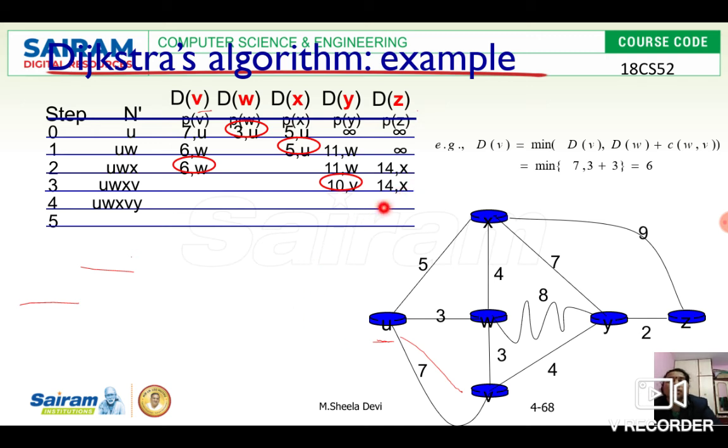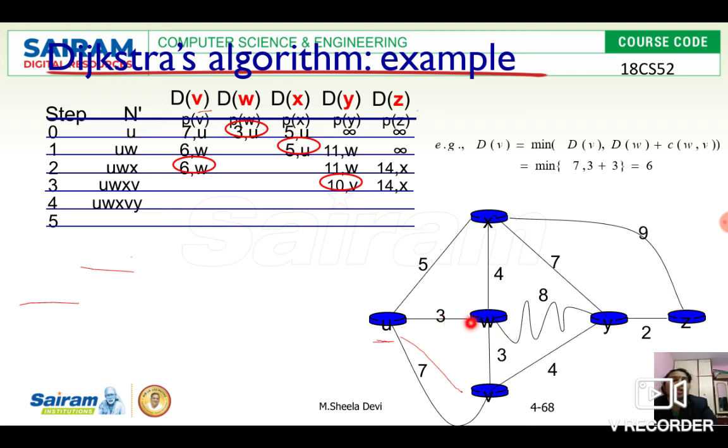Only Z is remaining. So from U through Y to Z, does any path exist? Which is the best path to reach Y, first we have to check. To reach Y, the best path we said is through V. To reach V, what is the best path we said? Through W. So U to W, W to V, V to Y and Y to Z. We have to calculate the cost first.